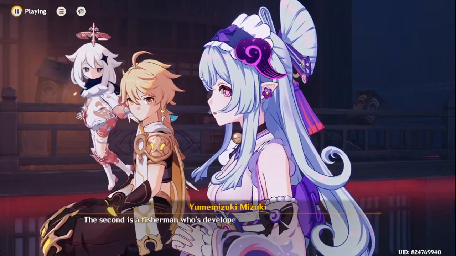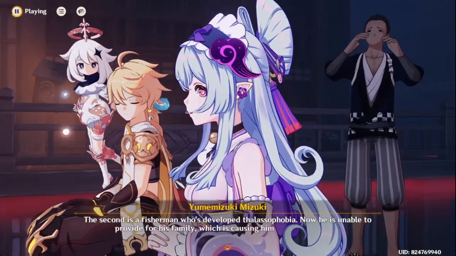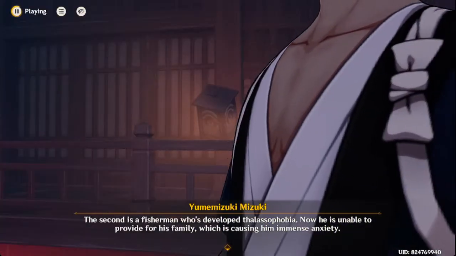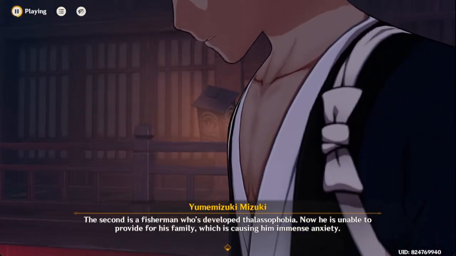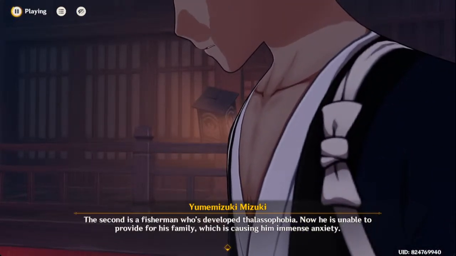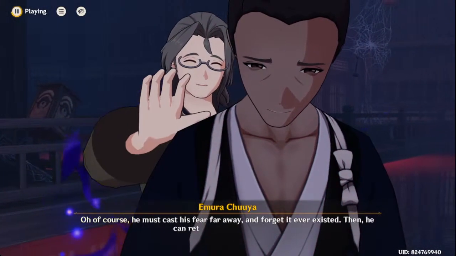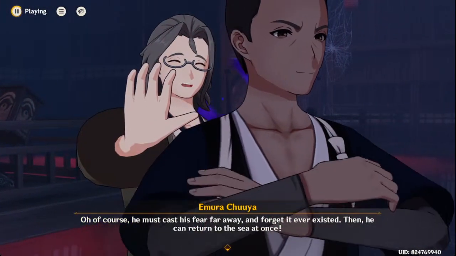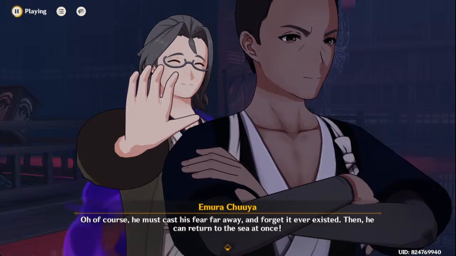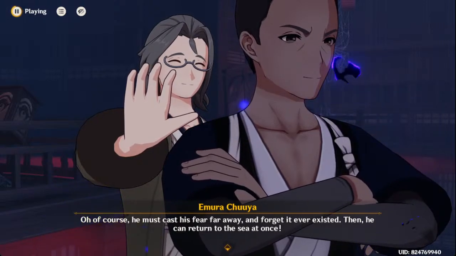The second is a fisherman who's developed thalassophobia. Now he is unable to provide for his family, which is causing him immense anxiety. Oh, of course. He must cast this fear far away and forget it ever existed. Then he can return to the sea at once.